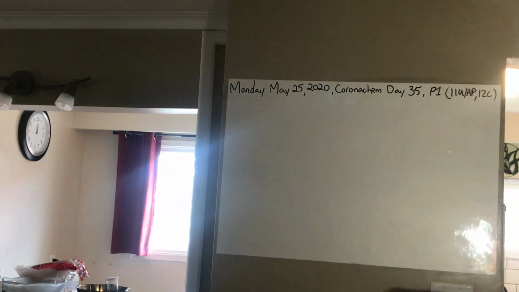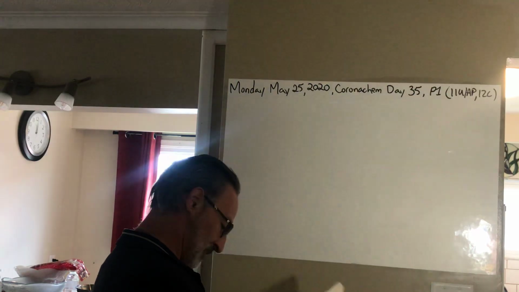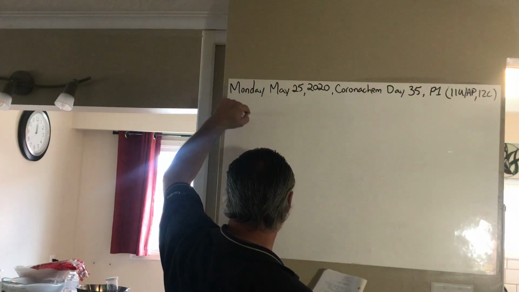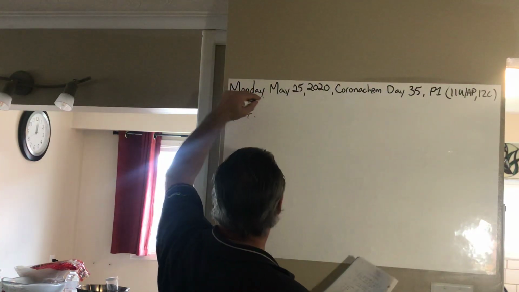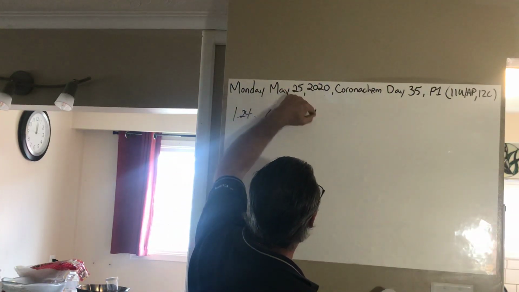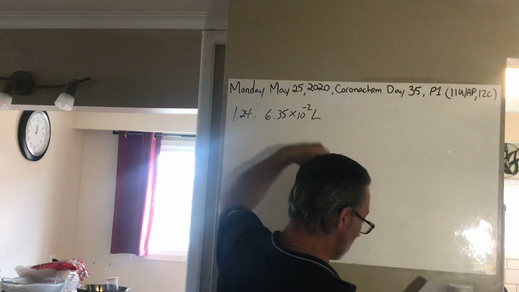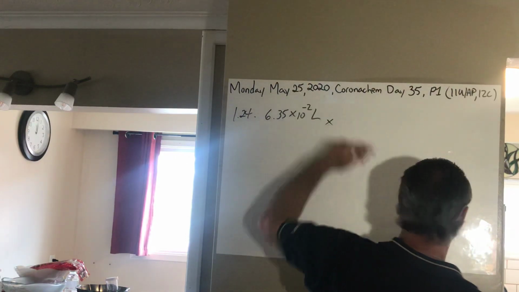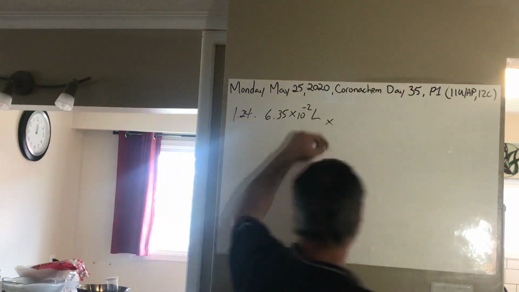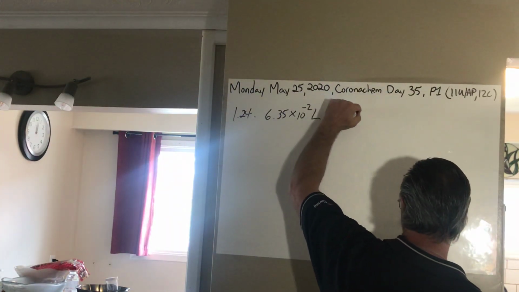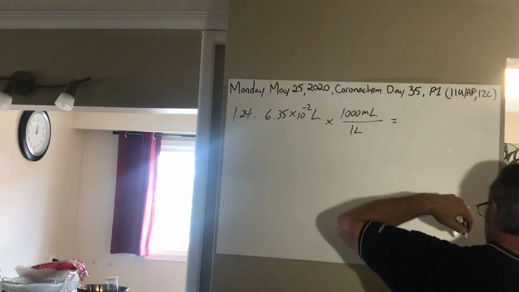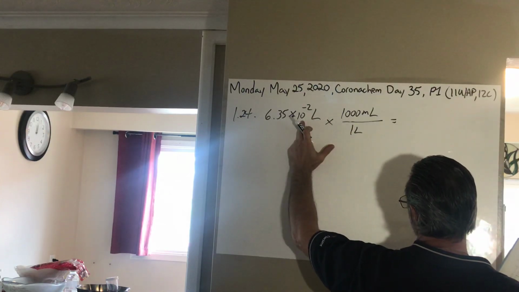Okay. So 124. The first question from the textbook. Don't worry about it. I'll copy the question. So 6.35 times 10 to the negative 2 liters, and I want you to convert it to milliliters. So the conversion factor from milli to liters means there's 1,000 milliliters in 1 liter. So you want to cancel liters, so you're going to say 1,000 milliliters per 1 liter, and what you're going to get is 10 to the 3 times 10 to the 2.